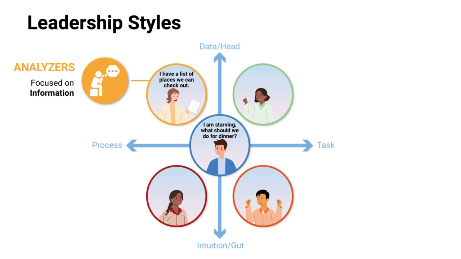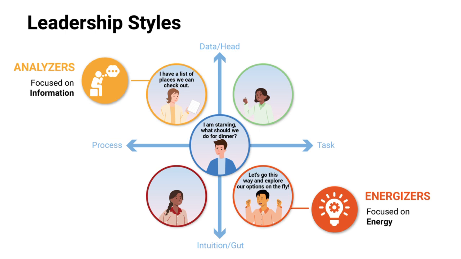We have the analyzers in the top left. This is you if you already have that list of restaurants and ratings pulled up, ready to make a decision about where to go to dinner. The analyzers like to use and also provide lots of information. The energizers, down there, are focused on energy and will just try the first thing that comes to mind. They will walk off in some direction to find the first best restaurant.